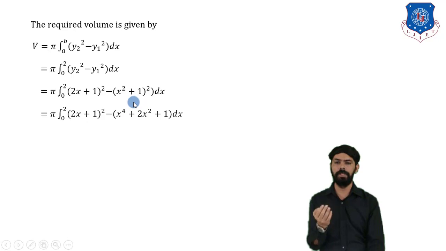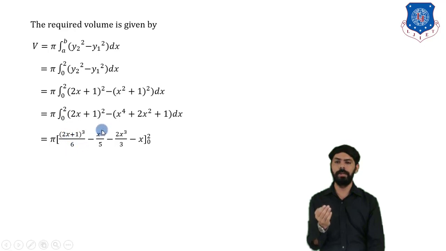So by this identity, here it will be x raised to 4 plus 2x square plus 1 dx. Now we will have to take integration of 2x plus 1 whole square with respect to x. So integration of 2x plus 1 whole square will be 2x plus 1 whole cube divided by 3. Here coefficient of x is 2, so it will be divided by 2. So this will be pi into 2x plus 1 whole cube divided by 3 into 2, so it will be 6.